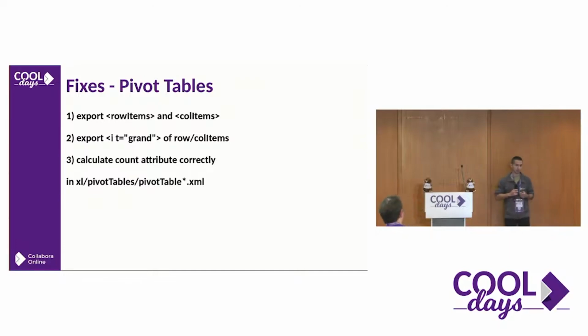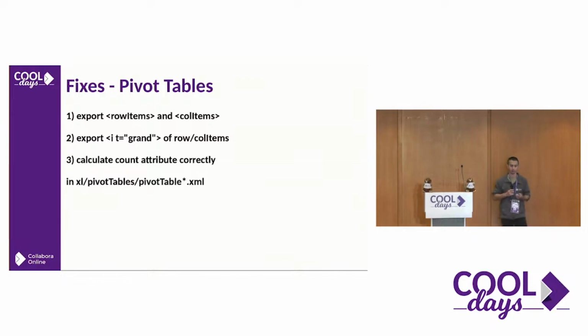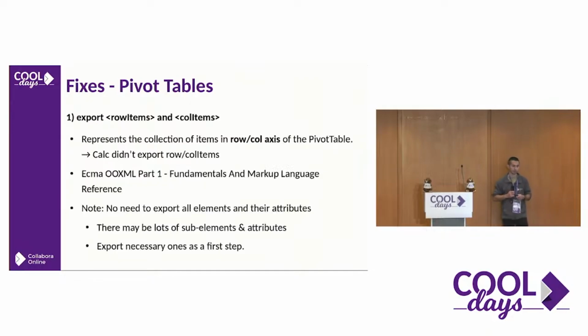Yes, fixes is basically when we check the XML files and there are some differences, so we have to export some elements and their sub-elements. So I say export, which means when we save a file, we basically export it, and when we load a file, we import it. And here there is only an issue in the pivot table XML file, so I worked on these.